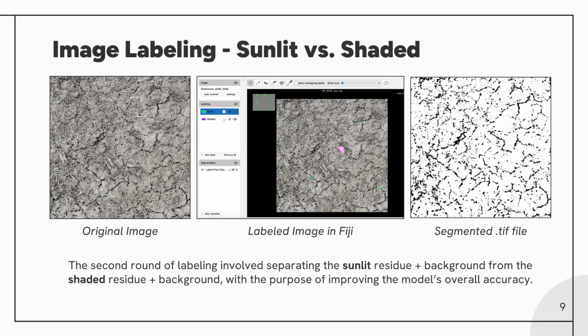This was our second round of labeling, which was sunlit and shaded labels. The purpose of these labels was to help our model differentiate between, say, a lighter sunlit piece of dirt versus a darker shaded piece of residue. Combining these two rounds of labeling gives us four total distinct labels.